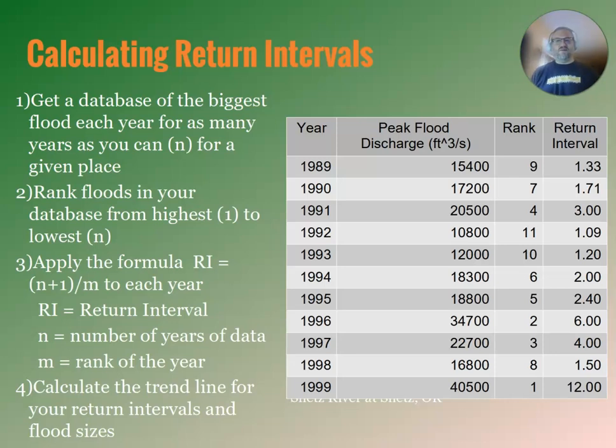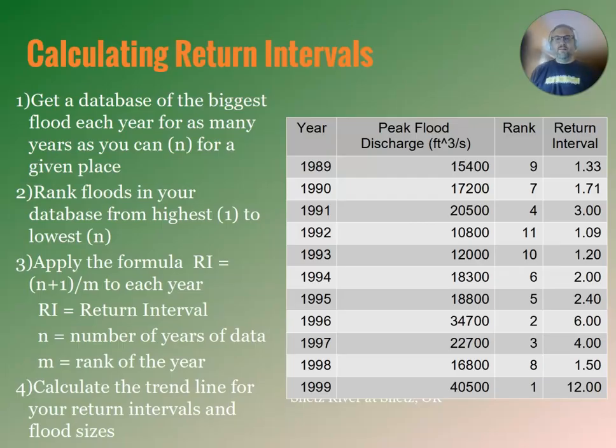Ideally, you'd want quite a bit more data than that if you were going to get reliable results out of that. But you get your database of the biggest flood each year for as many years as you can. And then you're going to rank your floods in your database from the highest to the lowest. So you give the year with the biggest flood a 1, then the year with the next biggest flood gets a 2, the year with the next biggest flood gets a 3, and so on until you rank them all.